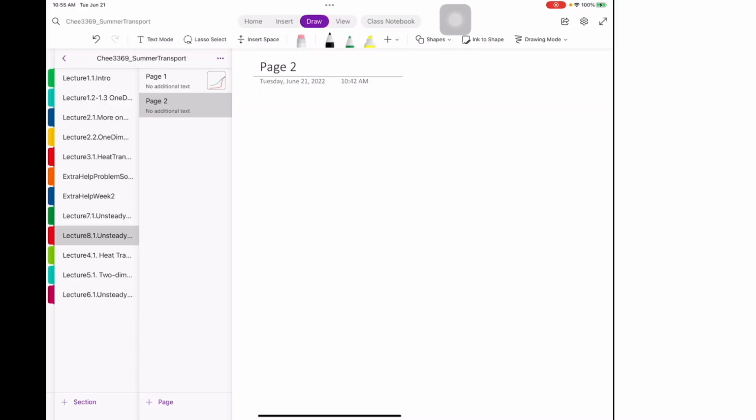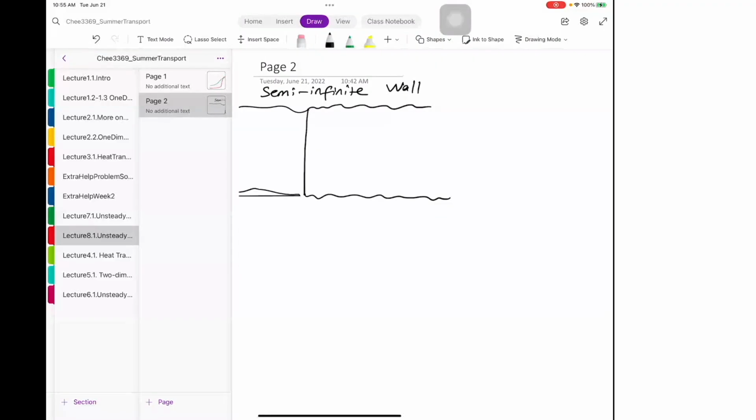As I said, we're going to deal with the semi-infinite wall. Our system is not going to be a slab, but an infinitely long solid. We call it a semi-infinite wall. The reason it's semi, not infinite, is because it's not extending in both directions, but it's extending in one direction infinitely.